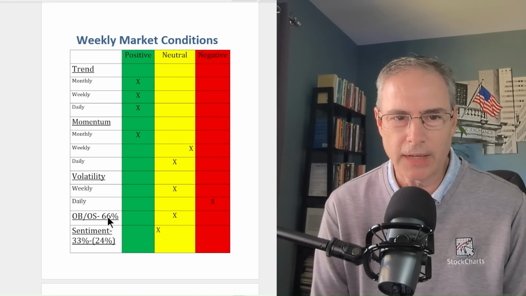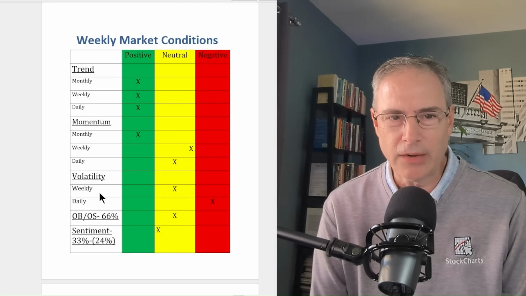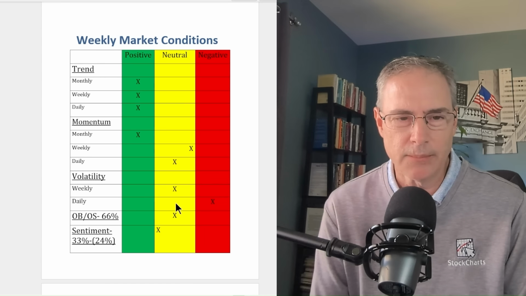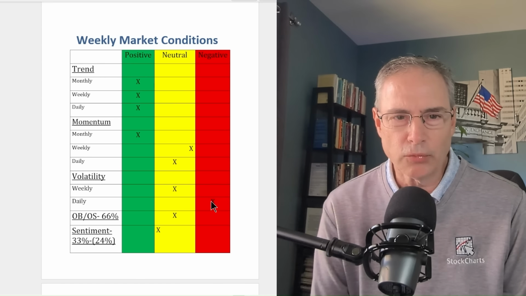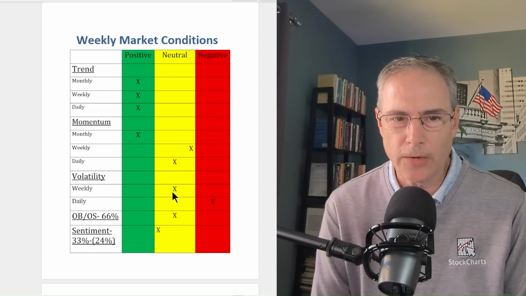It's working its way back up. It's at 66%. Now, the volatility currently on the weekly is negative. I'm going to show you all the charts of all of these in a minute. The daily is still rising. The volatility is rising, so that's a negative. The weekly has started to turn. It hasn't quite done it yet. I'm putting that at neutral.